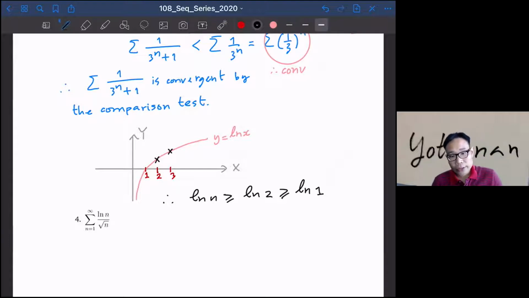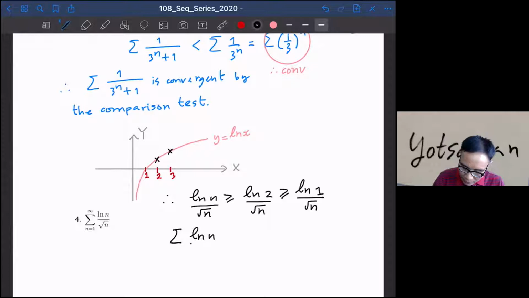Okay, so you see that log is an increasing function. So you have log 1 is 0, log 2, log 3, and it's going to continue increasing. So you have log n higher than log 2, higher than log 1, and you'd like to have log n over root n, so you divide everything by root n. And so you take the series, so it's going to be log n over root n.